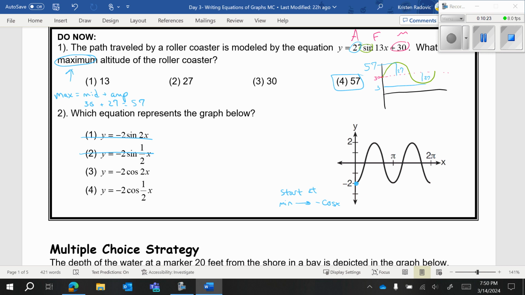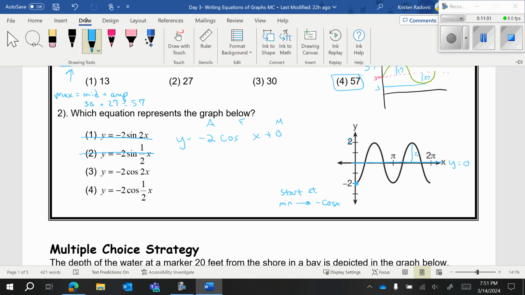Now let's just write the equation from scratch. We have y equals negative cosine of x. You want your amplitude, your frequency, your midline. AFM. The midline is at y equals 0, plus 0. Your amplitude from 0 to 2 is 2. So I'm going to put a 2 in front. That's why both of these have the 2 in front. They're telling you your amplitude.